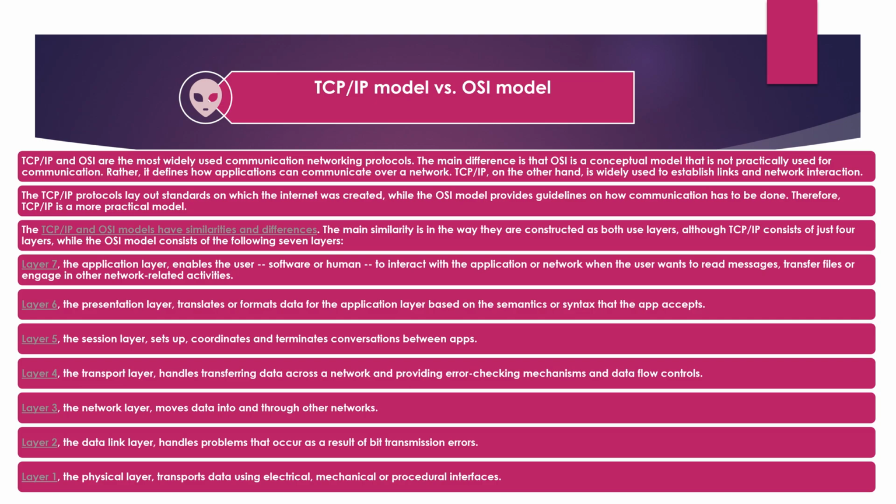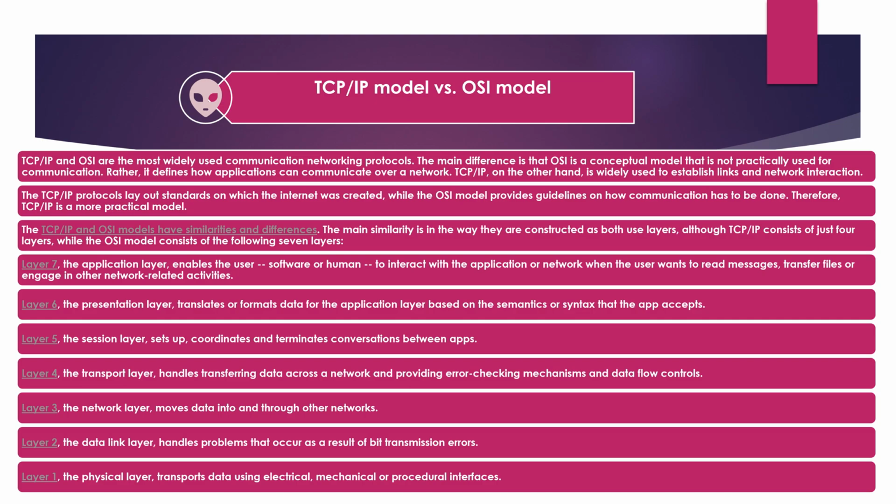The TCP/IP protocols lay out standards on which the internet was created, while the OSI model provides guidelines on how communication has to be done. Therefore, TCP/IP is a more practical model. The TCP/IP and OSI models have similarities and differences. The main similarity is the way they are constructed, as both use layers. Although TCP/IP consists of just 4 layers, the OSI model consists of the following 7 layers.